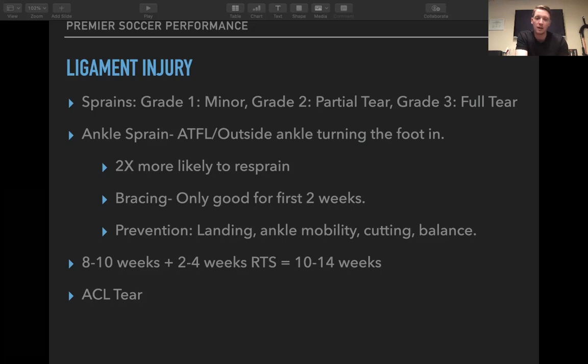Okay? Ligaments take 8 to 10 weeks to heal. So if that's the case, you have to add another 2 to 4 weeks of return to sport. You're out for a good 2.5 months if you've significantly sprained your ankle or sprained any other ligament in your body like your ACL. Okay? Again, the next module will go over ACL in depth.